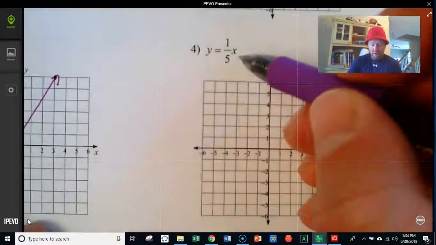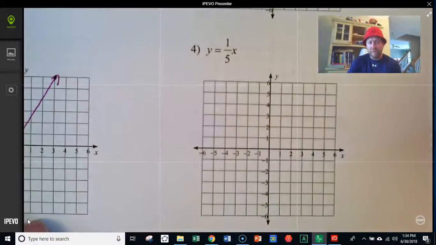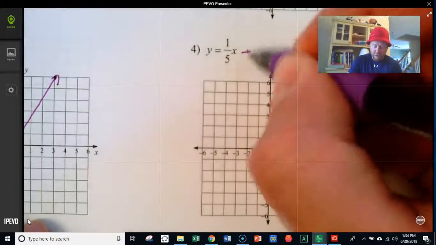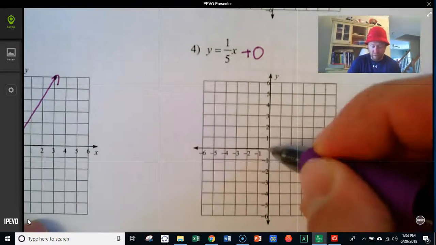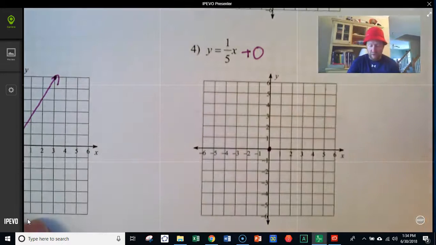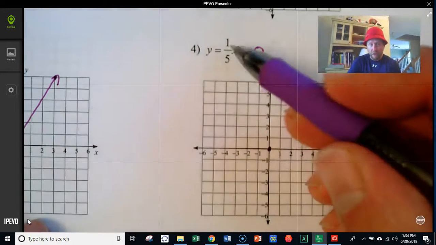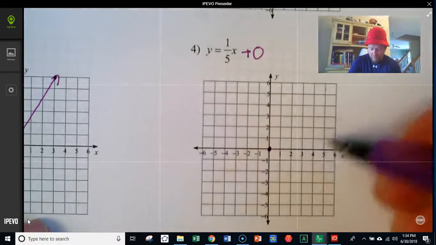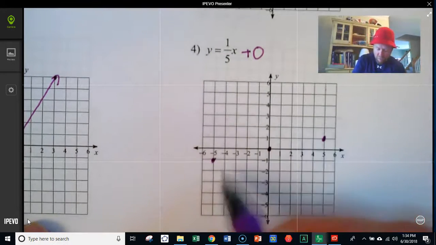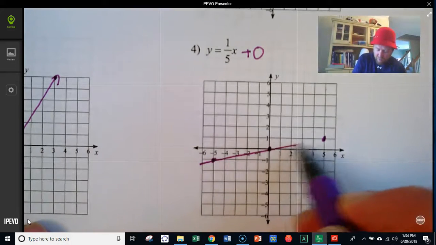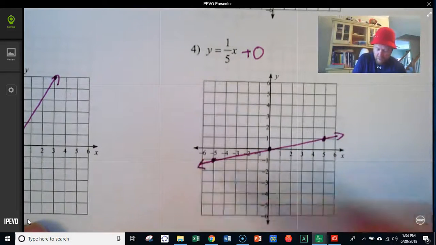Here, well, there's 1/5 x, but there's no b. Well, pretty easy. You could add plus 0 on here, and then you'd have a b. b would be 0. It'd be right here. And our slope is up 1 over 5. So up 1 over 5, and going in the opposite direction, down 1, back 5, and then just connect it as best we can with a line. There we go.